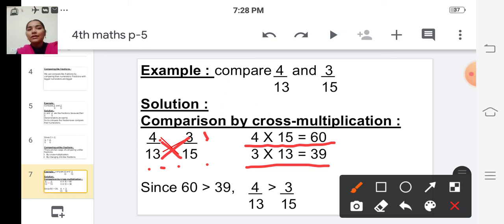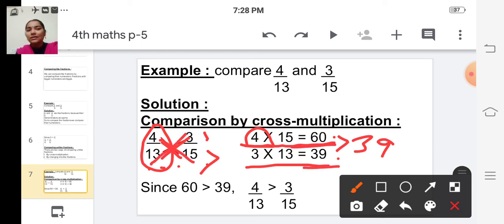So which one is bigger, 60 or 39? 60, isn't it? 60 is greater than 39. And 60 is for 4, so 4 by 13 is greater than 3 by 15. This is by cross multiplication.